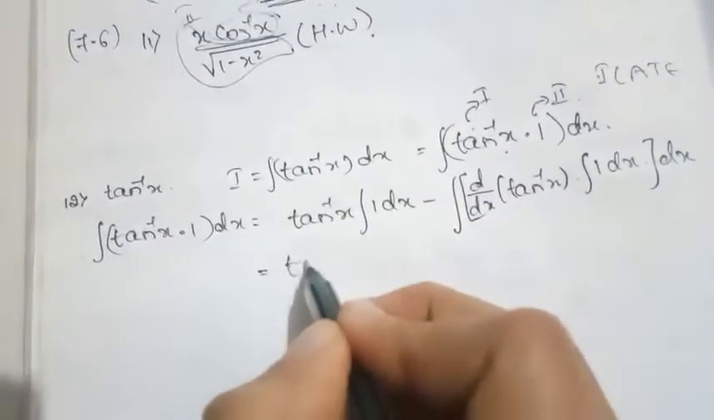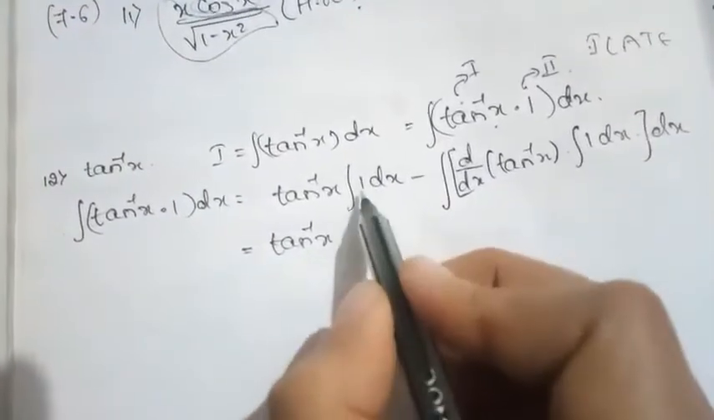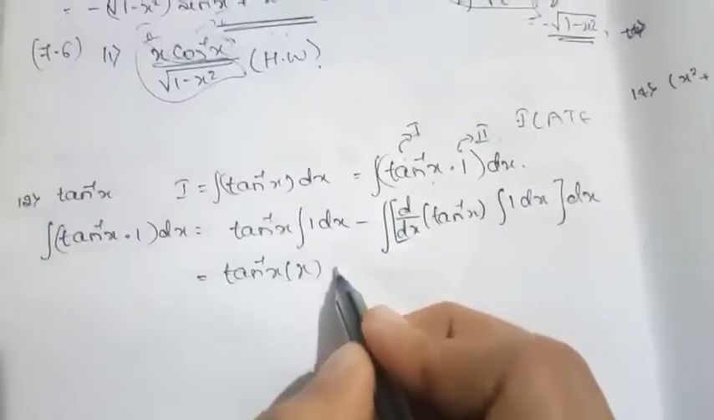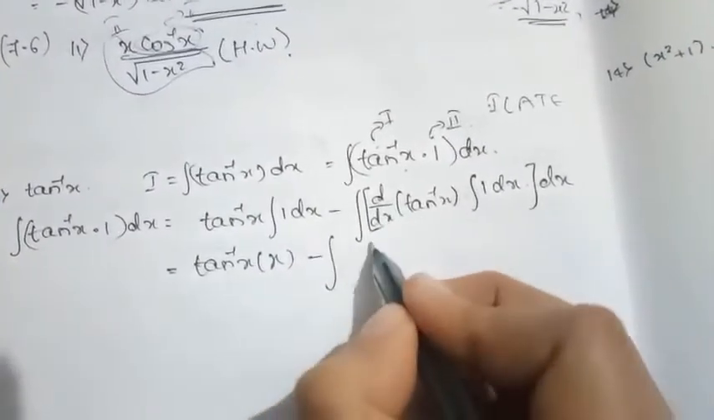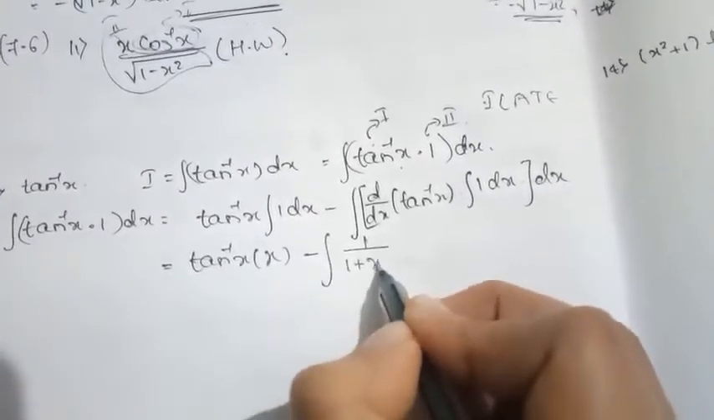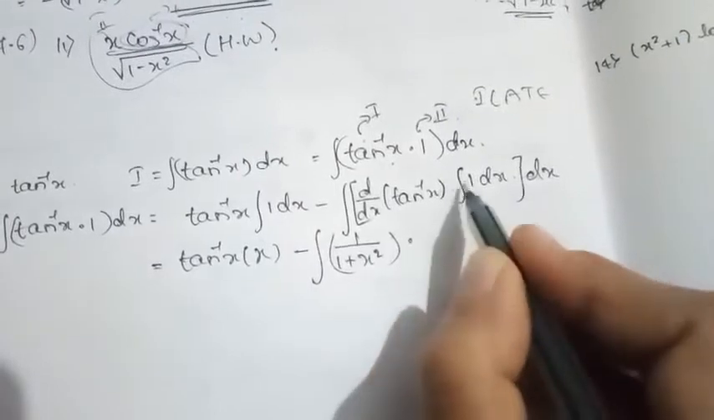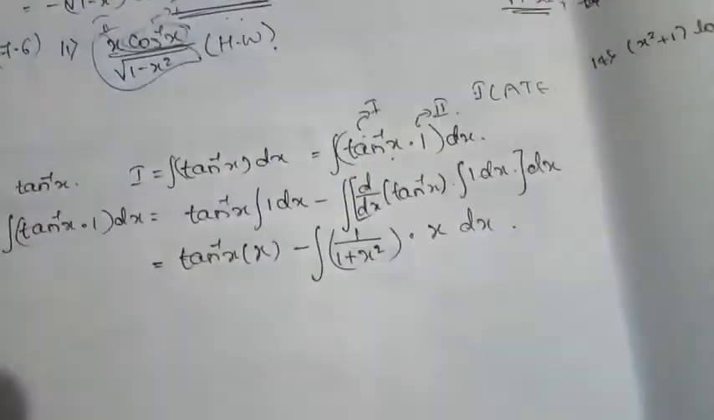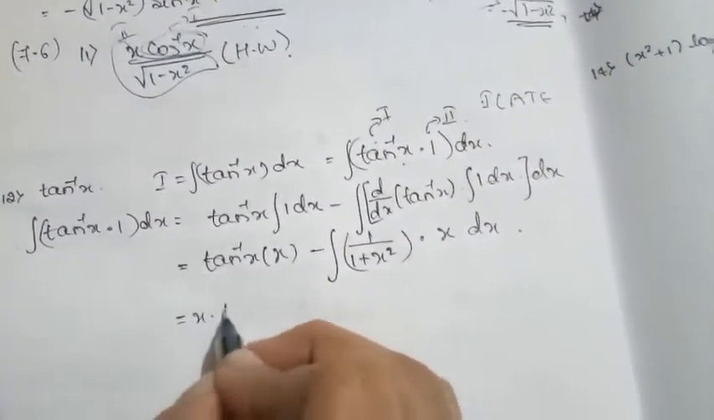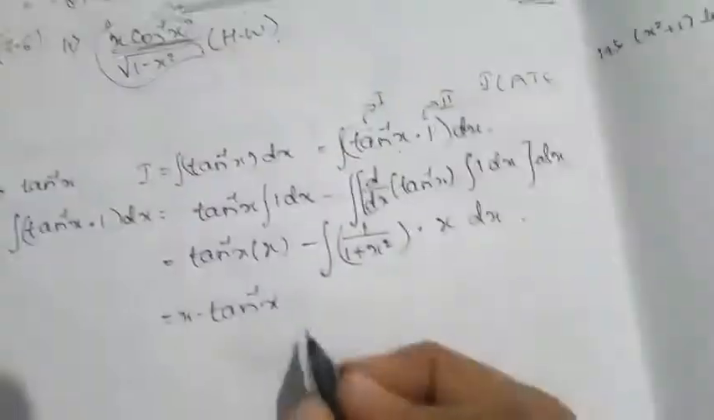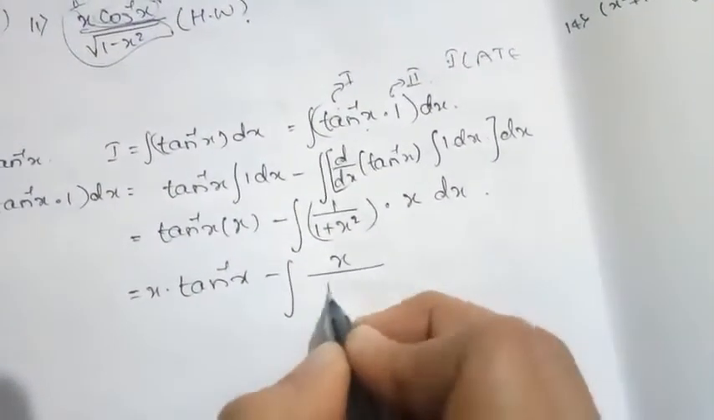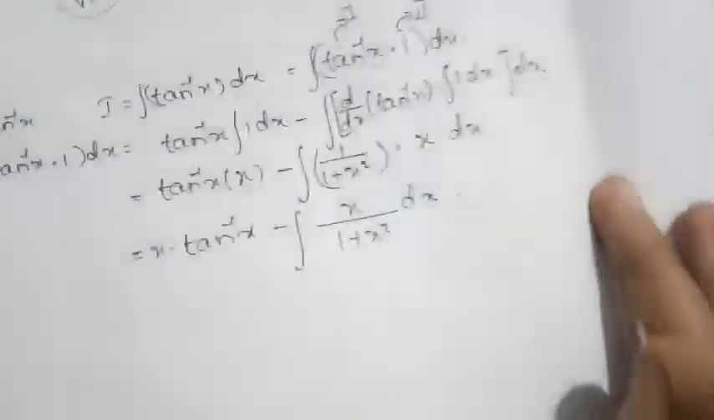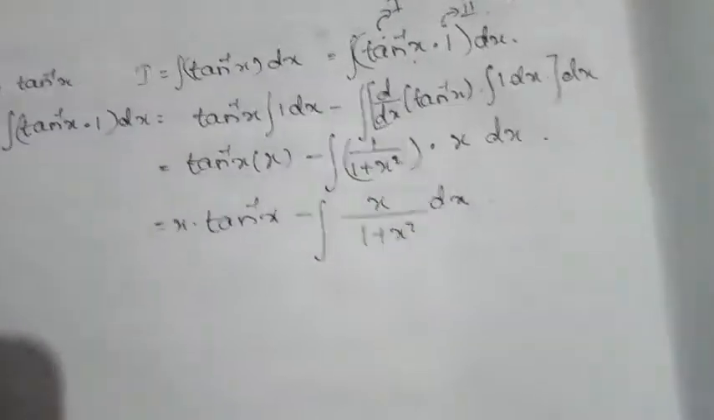Now, tan inverse of x, and the integration of 1 dx, the integration of a constant, is always x, minus the integration of the differentiation of tan inverse of x, we know that is 1 divided by 1 plus x square, into the integration of 1 dx, that is x itself, so into dx. So we got x into tan inverse of x minus the integration of x divided by 1 plus x square dx. I hope by looking at this itself, most of you might have got some idea how to integrate this.